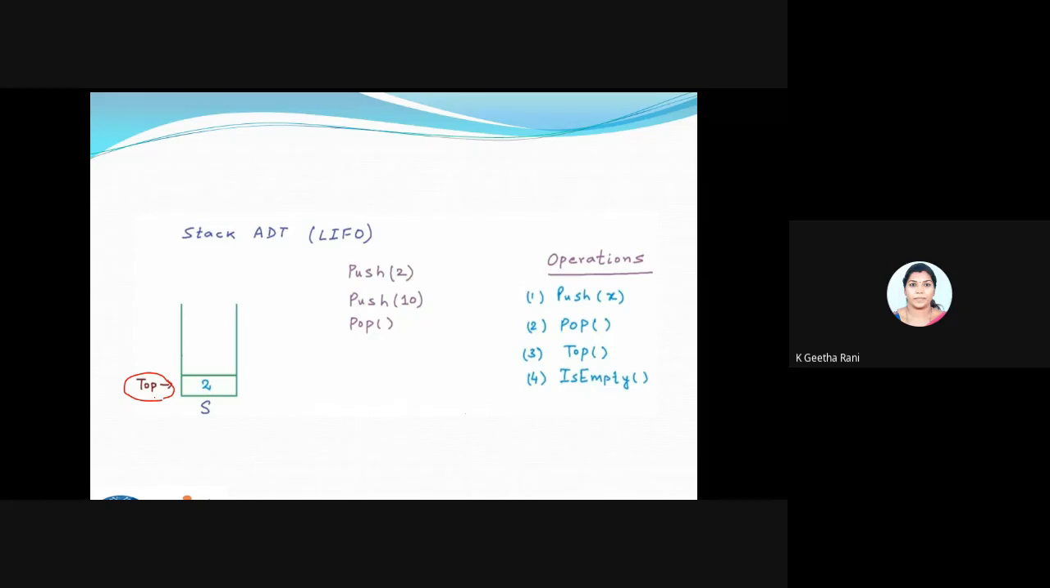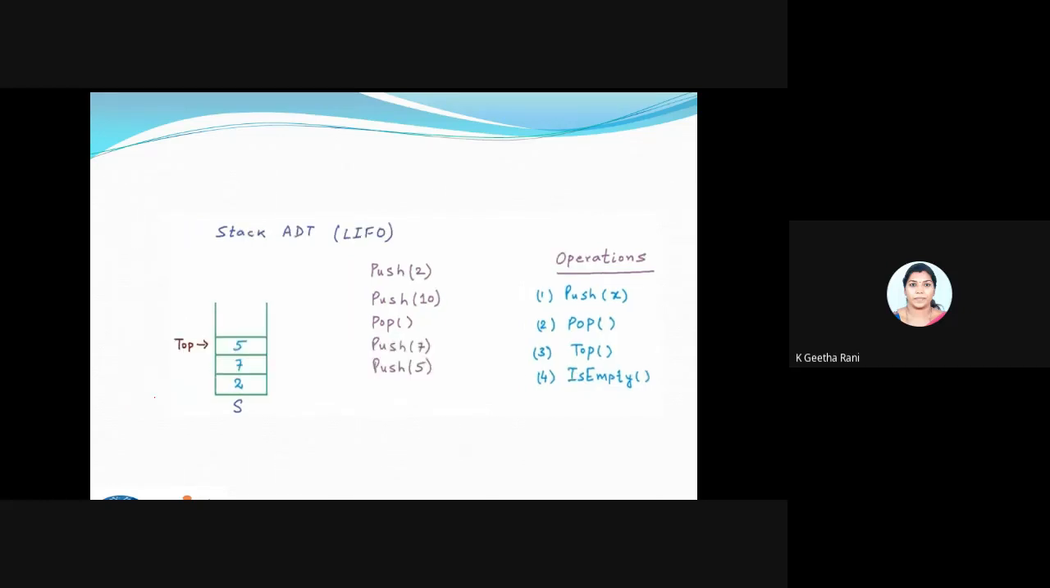Next, I'm again trying to push two values. So push of 7, so above the 2, 7 will be placed, and push of 5, above the 7, 5 will be placed. At this point the data has been inserted. Also you can see the top has moved from 2, then 7, then 5.